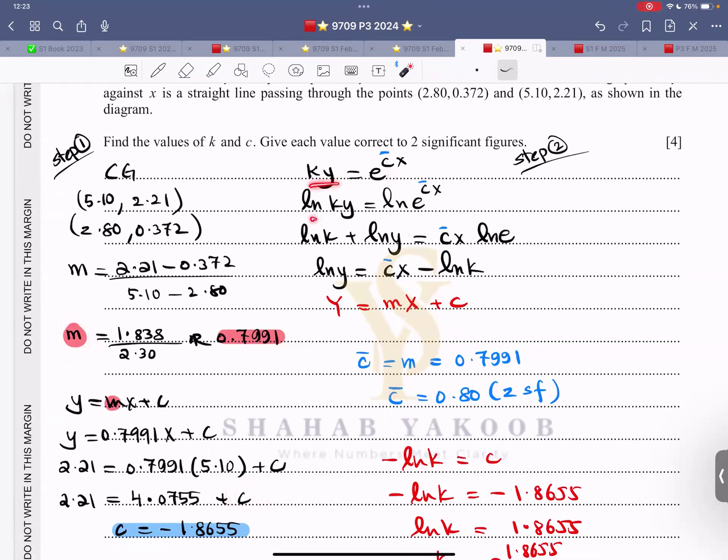Take natural log of both sides. This cx comes down and multiplies. Multiplication becomes addition. Make ln y the subject. That is y equals mx plus c. So therefore, over here, you can write that m is equal to the c. That is the constant that you have to find. And this y-intercept c is equal to negative ln of k.